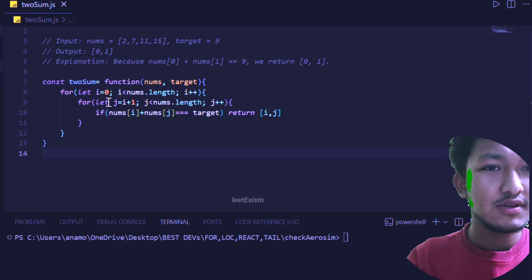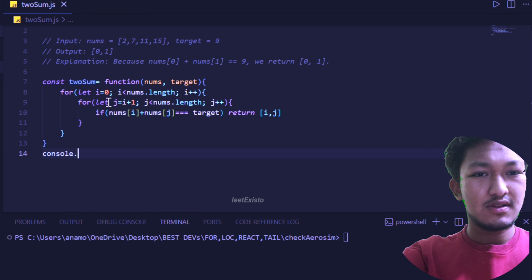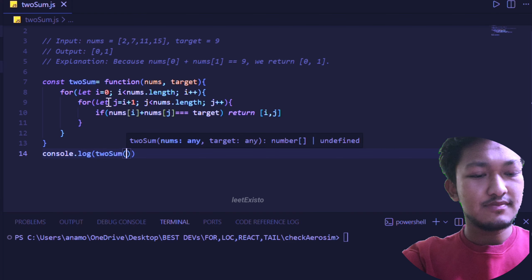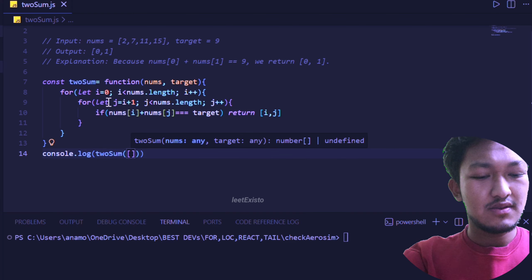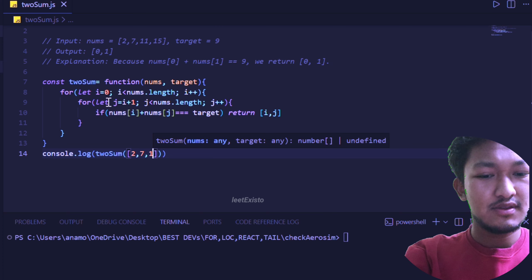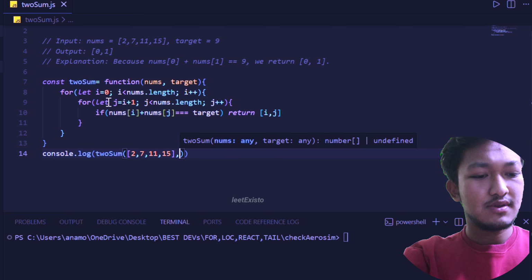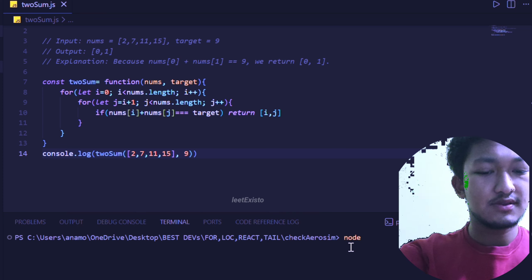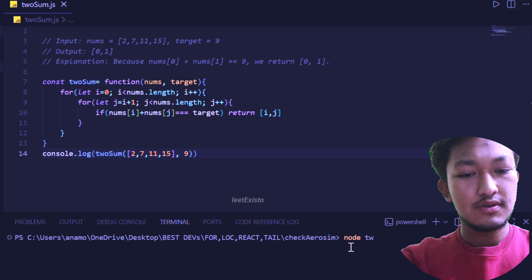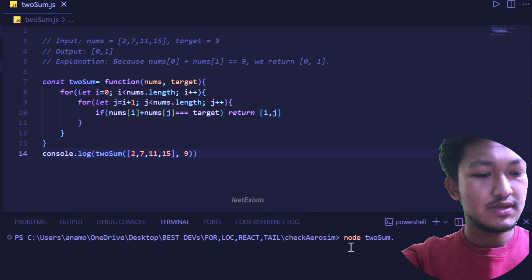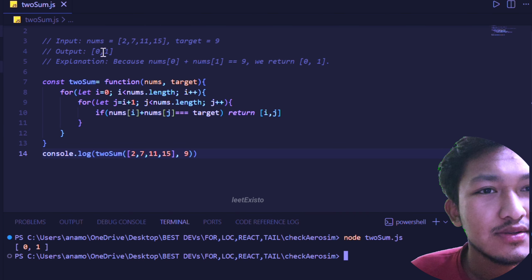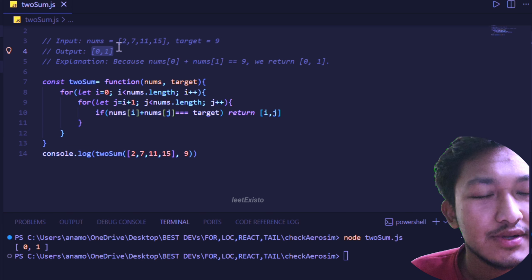Now console.log twoSum. Here is [2, 7, 11, 15], and target is 9. Let's check this. node twoSum.js. Okay, here is our output: 0, 1.